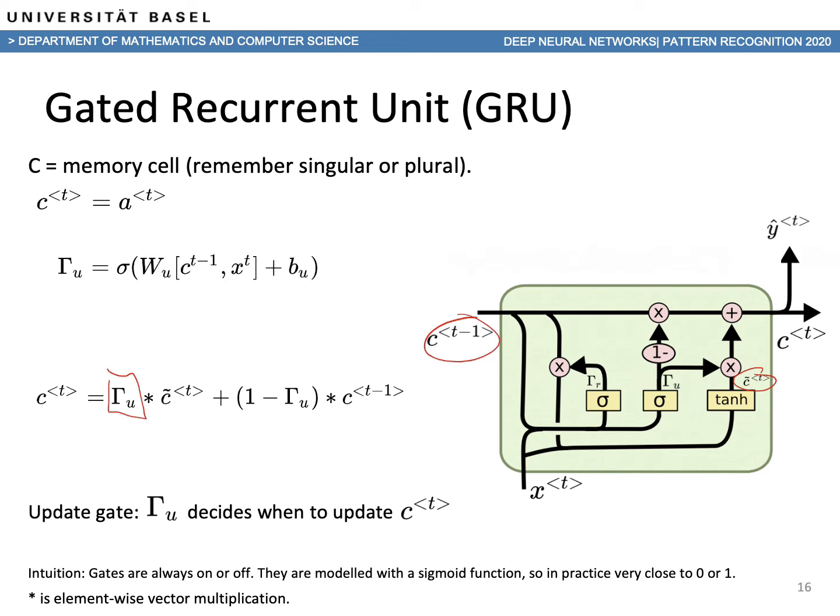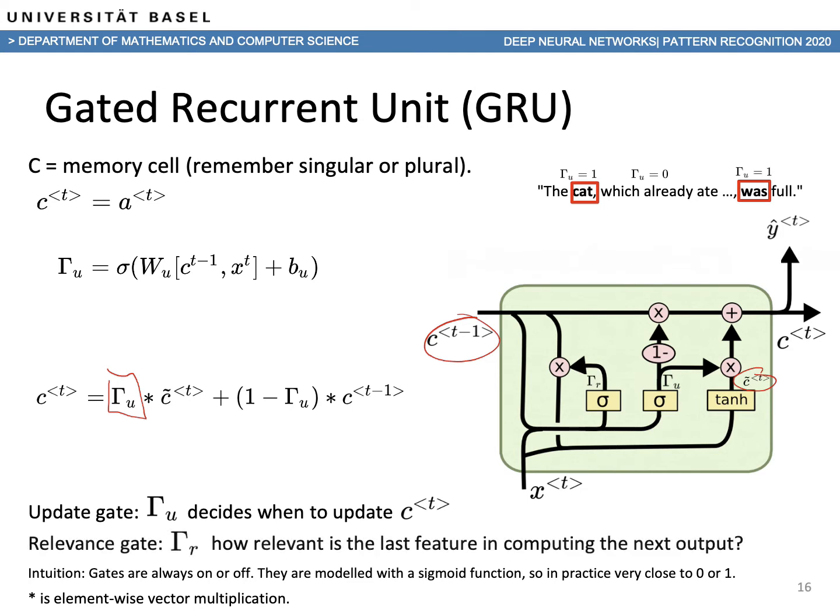Then we also have, let's have an example here. So the cat, which already ate, was full. So once it gets to the cat here, then we are updating the output. And then we keep this gate closed for a long time and then open it again. At least this here is some intuition about when this update gate, as it's called, gate U, gate update, is 1 or when it's 0.